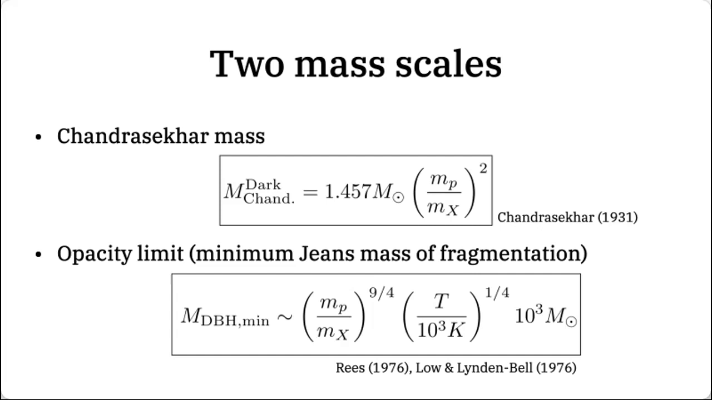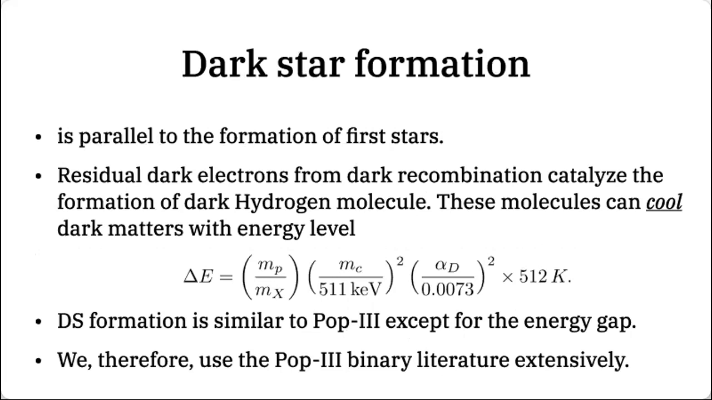So we calculate the opacity limit of Pop 3 star, which is about 1,000 solar mass. That's about the ballpark mass of a Pop 3 star. Then we rescale this opacity limit also according to the mass of proton and the temperature that we can reach. And that temperature is given by the energy gap in the dark molecules. Okay, in the Pop 3 star formation, the crucial coolant that provides the cooling is the hydrogen molecules.